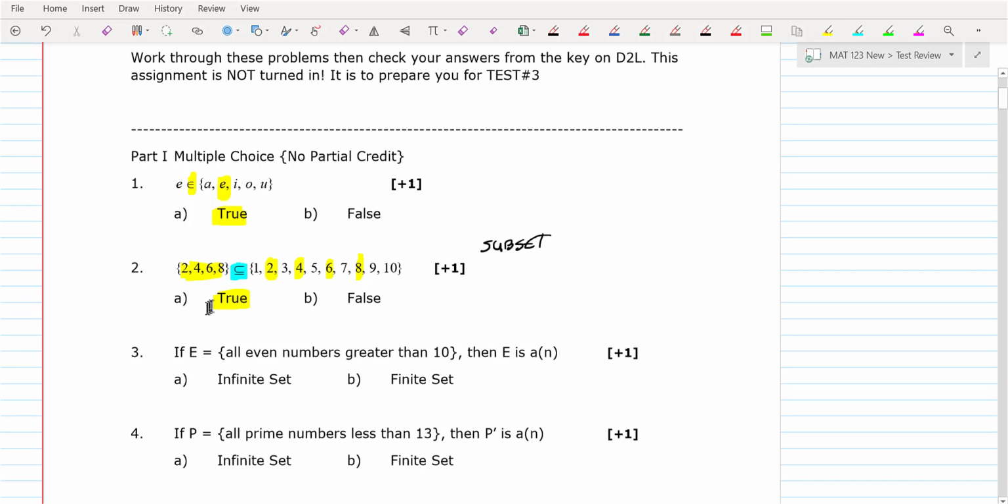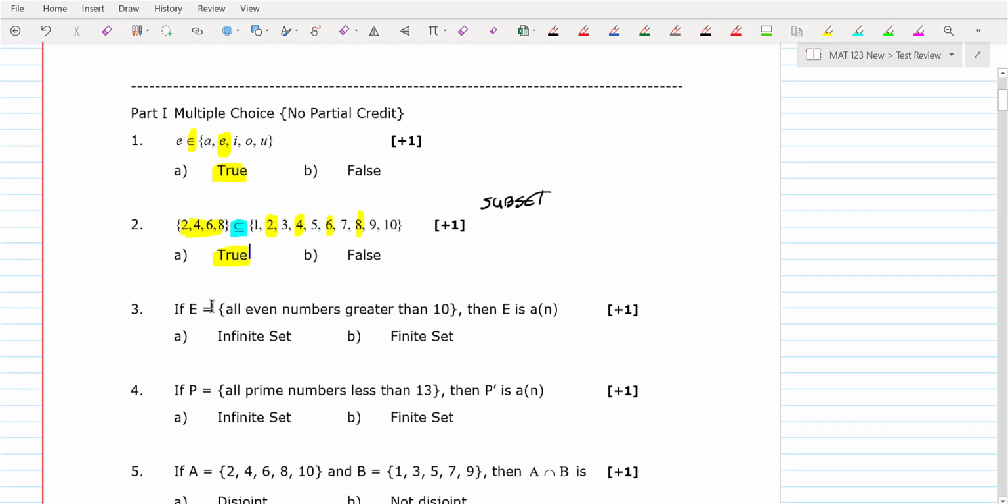Okay? All right. You know what an infinite set is. What does that mean? It's a set that has infinite numbers of things. A finite set is something you can count. So what this problem is saying is all even numbers greater than 10. Well, what would that be? The even numbers greater than 10 would be 12, 14, 16, and so on. So is that infinite or finite? That is definitely infinite.